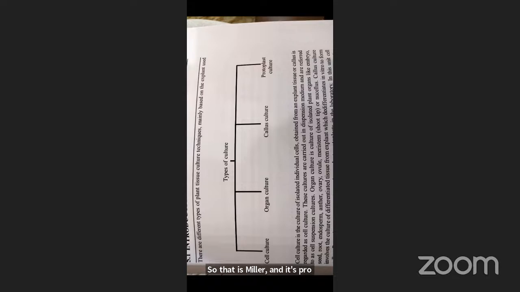So in this chapter, these terms are very, very important in tissue culture: totipotency, rhizogenesis, caulogenesis, xylogenesis, androgenesis, gynogenesis and organogenesis. These keywords are very important terminology.